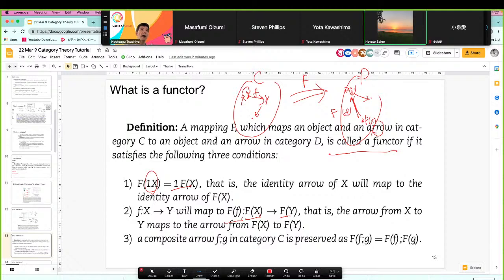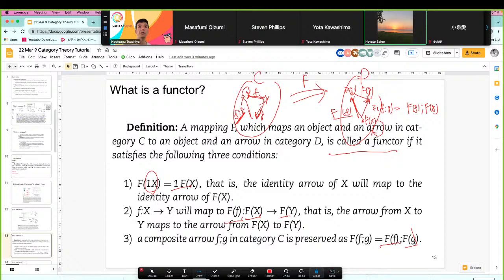Okay. And then the composition of arrows f then g in category C is preserved in F, f then g itself mapped onto category D. So here, this is F of f, and then this one is F of g, if this is g. Then this type of composition, f then g, has to correspond to F of f then g. This one itself mapped into here, which is the same as F of f then F of g.